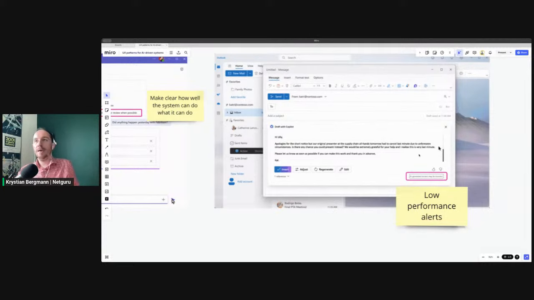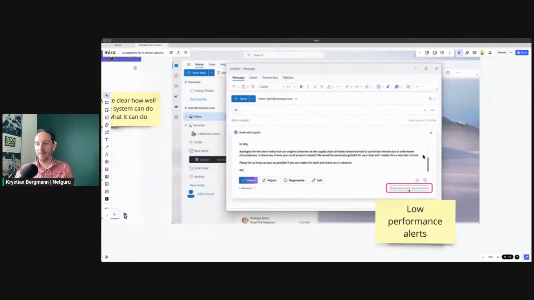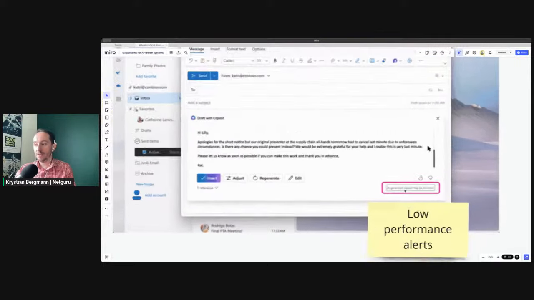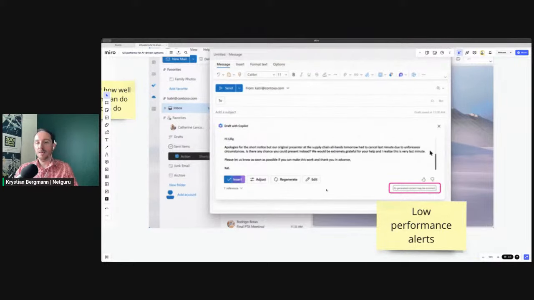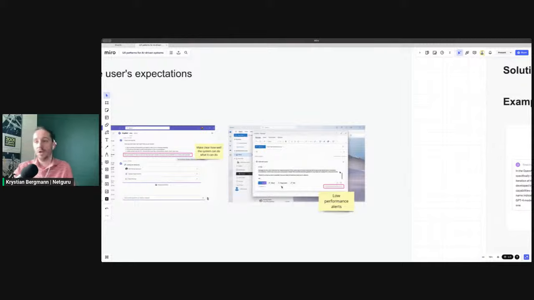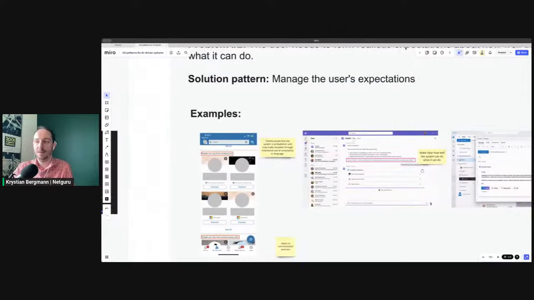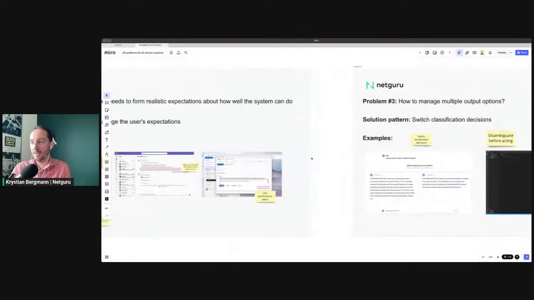Very often you may have some low performance time periods. And in this case, this is also what we have in the Microsoft ecosystem. "AI generated content may be incorrect," right? Or it may perform lower because of increased traffic. So this kind of transparent information is also what ChatGPT is doing in their user interface, in the OpenAI interface, right?